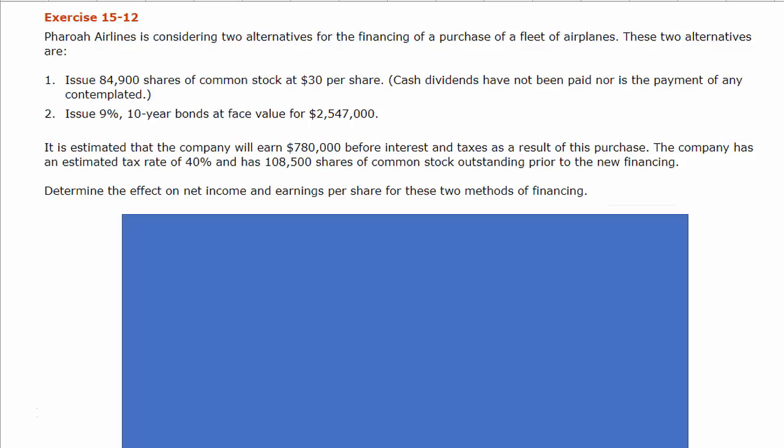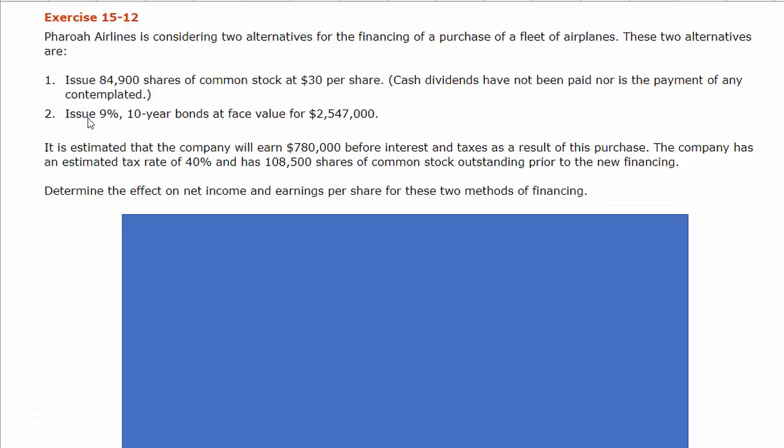Let's take a look at exercise 15-12. Pharoah Airlines is considering two alternatives for the financing of a purchase of a fleet of airplanes. These two alternatives are: 1. Issue 84,900 shares of common stock at $30 per share, and I'm reading right here now. Now, cash dividends have not been paid, nor is the payment of any contemplated.